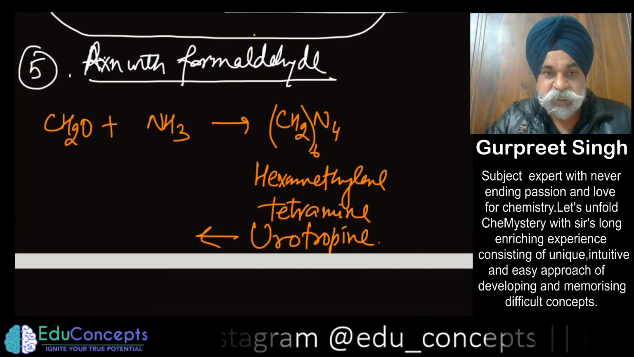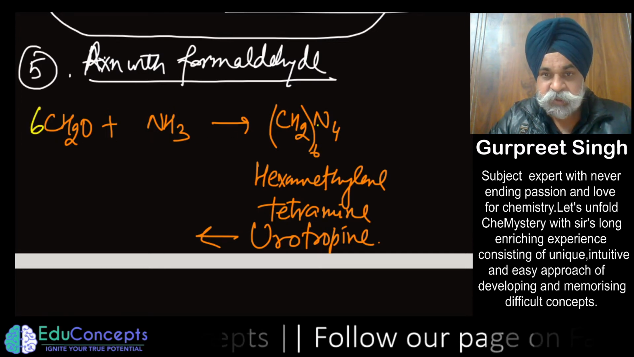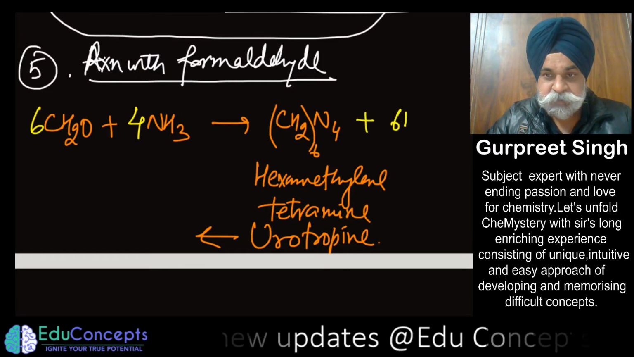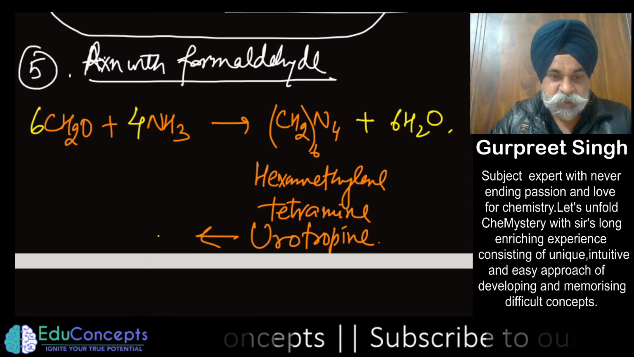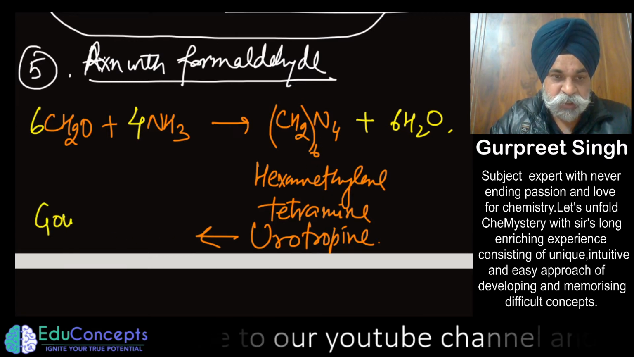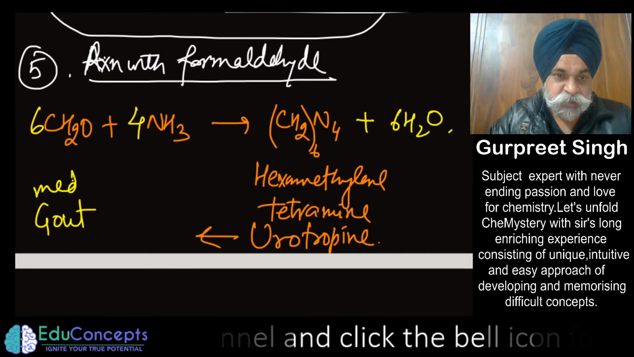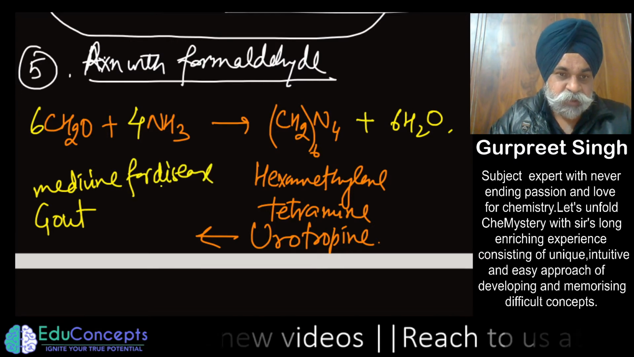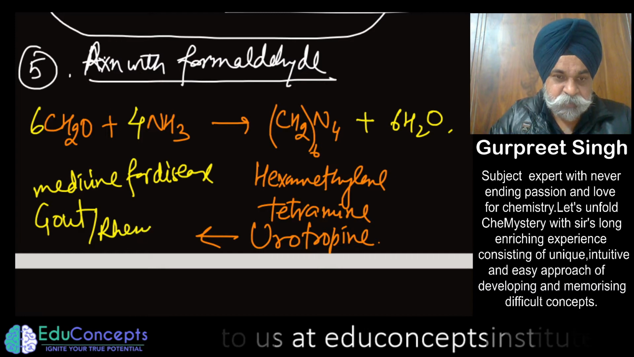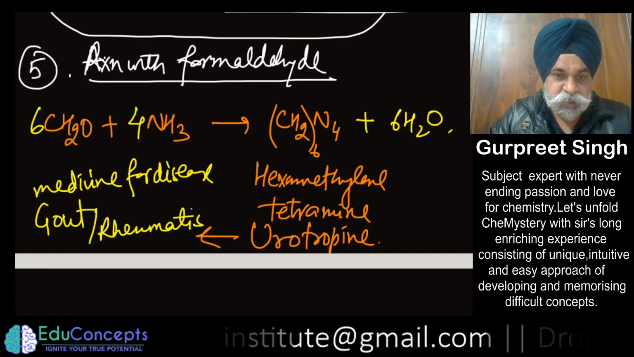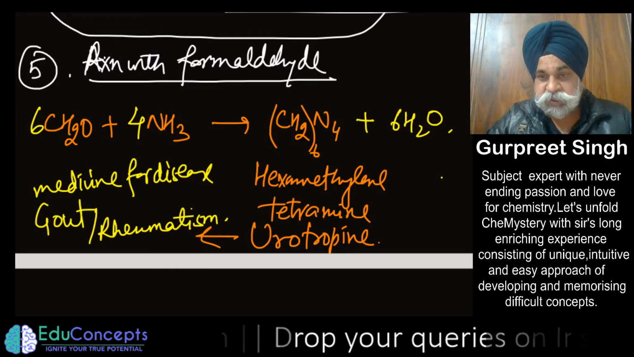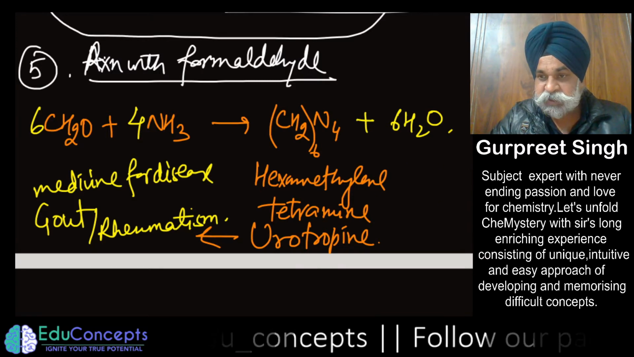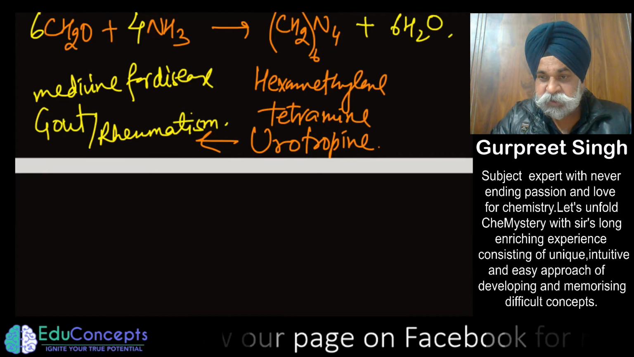Okay, first let me balance it out. What exactly do we get here? 6, and you need 4, so you end up getting 6 water. So this is what the compound is. This is used as a medicine for a disease called gout or rheumatism. It is a disease in which the bones and joints get affected. So for them, this is a very popular sort of medicine.